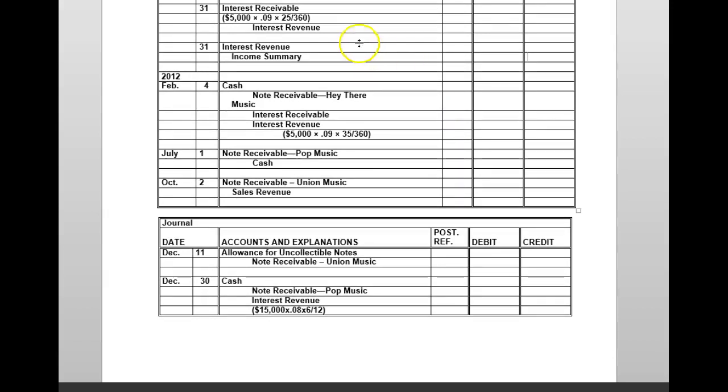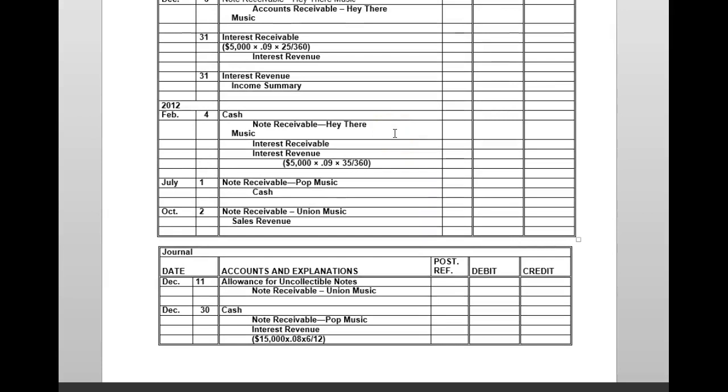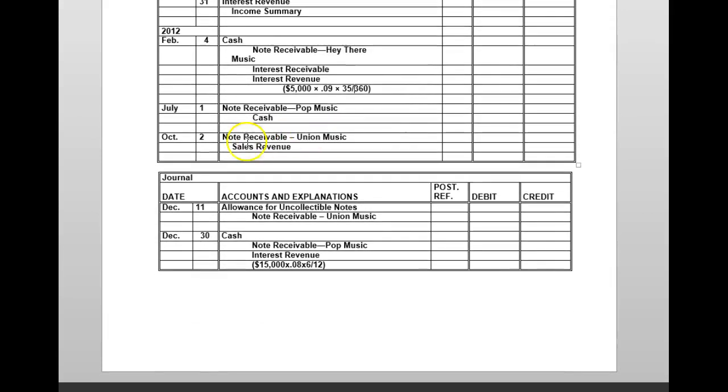And then in February, we have another transaction from Hey There. You've got some cash. You have receivable. They must have paid off. They must have paid a note. And then you have Pop Music has a notes receivable. And Union Music has a notes receivable. So you're kind of just getting notes receivable left and right here. And let me see what we have going on at the end of the year, or it looks like the end of the year.